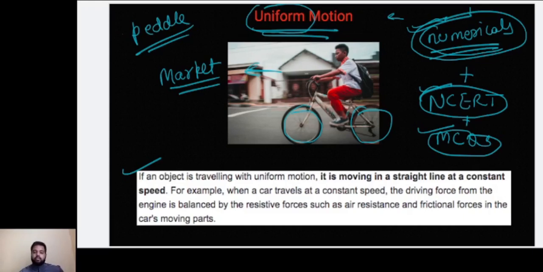So now just coming to the topic, uniform motion. Now what is uniform motion? So this is a standard definition I've got for you guys. As you can read over here, read with me. If an object is traveling with uniform motion, it is moving in a straight line at a constant speed. Now what does constant speed mean for you guys? Because we will be coming to the topic of speed in the next coming slides, but as of now, in the uniform motion definition, the word speed has come.